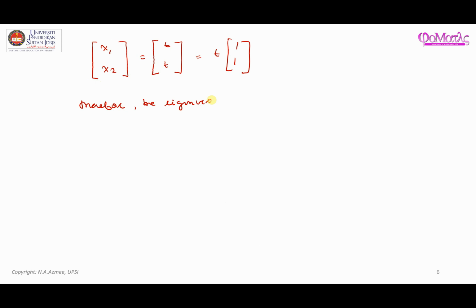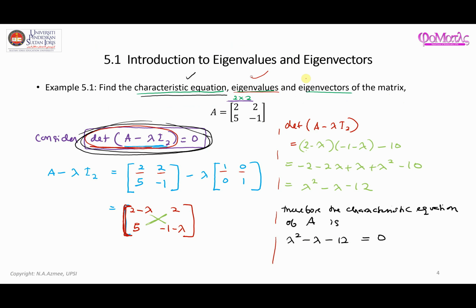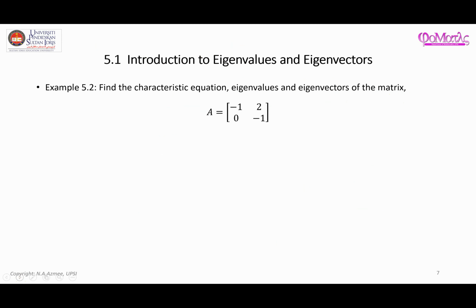Since we have that, we can then write our answers in terms of this notation, which is t and t, and this can be further factorized as such. You can take out t, 1 and 1. Therefore, the eigenvector corresponding to lambda 2 equals 4 is 1, 1. So this is the end of the whole question asked here. We have managed to get the eigenvalues and the eigenvectors of this particular matrix. Shall we go on with the next example here?